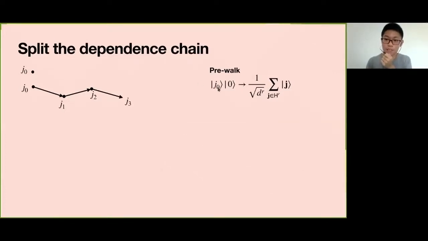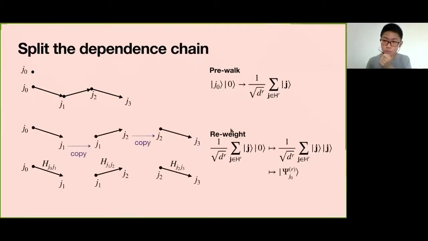It maps a J0 state to a superposition. And this superposition does not involve any weight in H. So it is actually a superposition of all paths generated by R steps of unweighted random walk from J0. There is no weight involved in this state. That's why we call it pre-walk, because in the second stage, we will add back the weight, that is H_JK, the entry of H, into this state. This is the first stage.